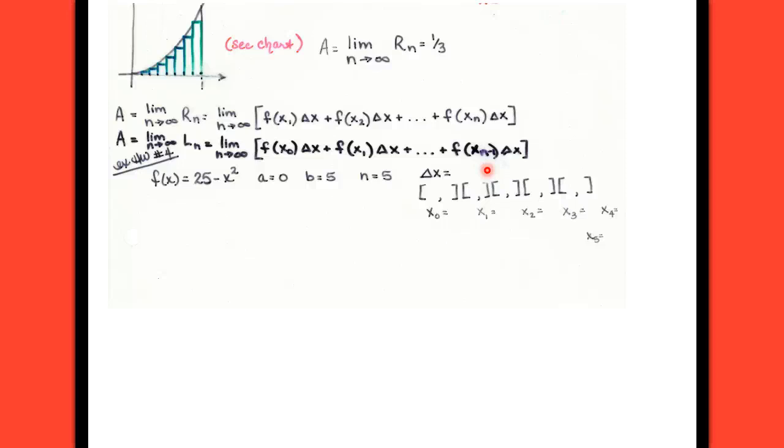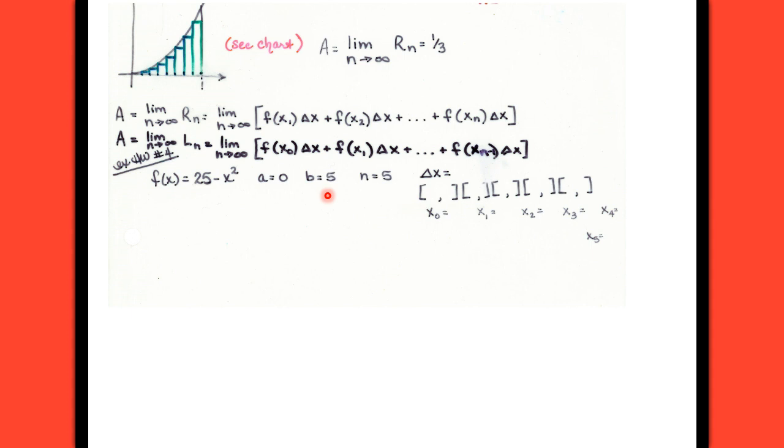Okay, so if we start with our interval, they told me to go from 0 to 5, so that means that a is going to be 0 because it's our starting point, and b is going to be 5 because it's our stopping point, and they told us that we want to have 5 rectangles or 5 subintervals. So how wide is each of them going to be?